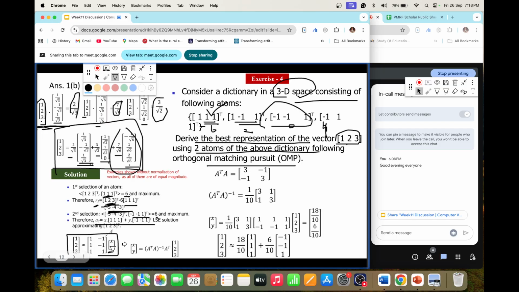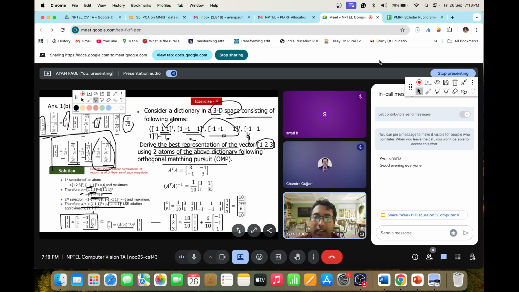After that you have to find xy. So xy can be found out by this. Just take a vector like this and do this calculation, and by this you can get the xy. So you are getting this and this, that is 18 by 10 and 6 by 10. Then you can project your vector as this: the first coefficient is 18 by 10, or 1.8, into this vector, and then 6 by 10, that is 0.6, into this vector. That is how you perform the orthogonal matching pursuit, OMP. So this is the whole idea behind it.